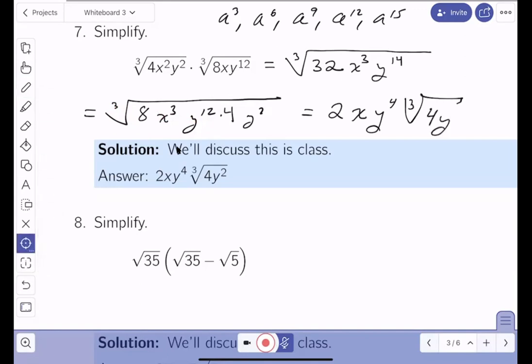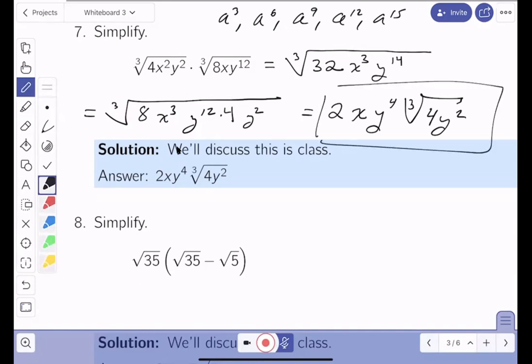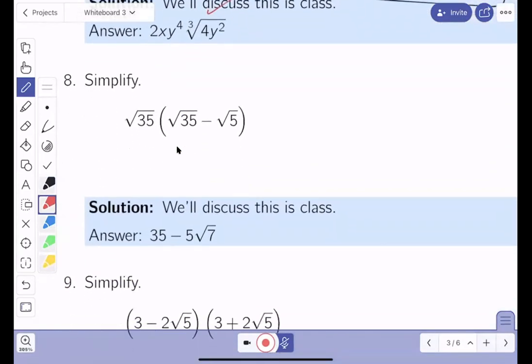By the way, I realize that's not looking too good there. I'm going to erase it and write a better looking number there. That was a 2. y squared. All right, put my box on it and check it. I'm checking this, checking this. Do I get it right? 2xy^4 cube root of 4y squared. Looks great. Let's do this one over here.